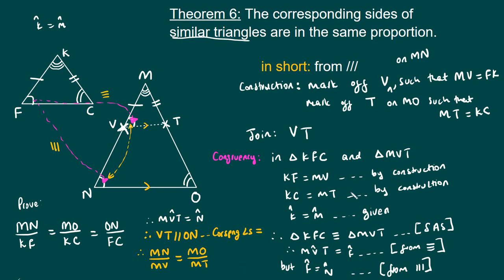Then you say, since MV is equal to KF, and MT is equal to KC, therefore MN over KF will be equal to MO over KC. So it means you would have proved the one that they wanted you to prove.